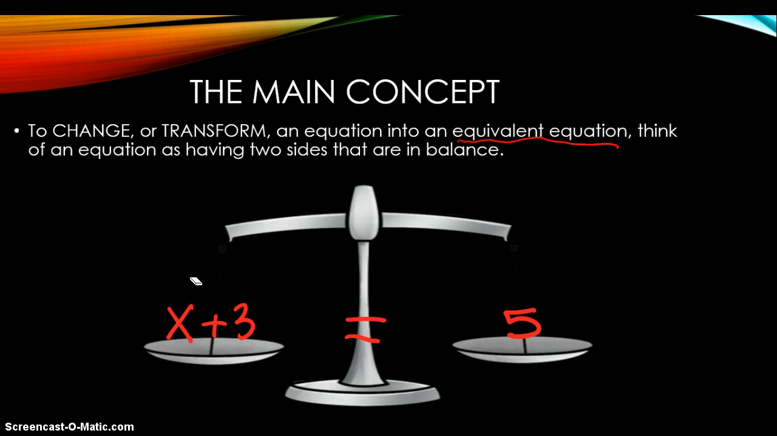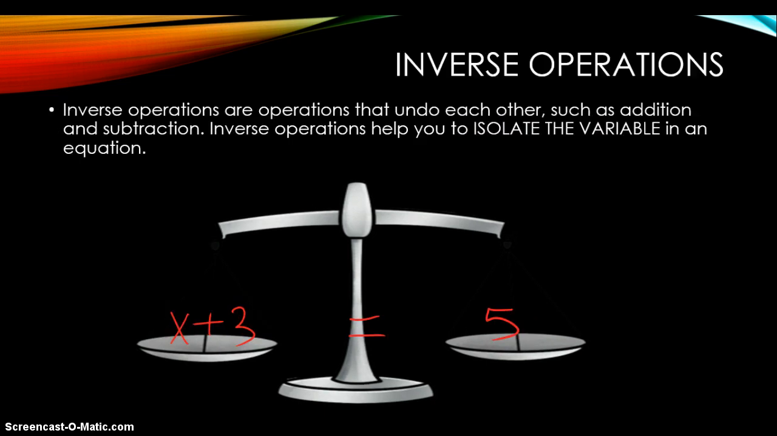But now what we have to do is show your work. So how do we find out what x equals? Well, what we're going to do is take the inverse operation. Inverse operations are operations that undo each other, such as addition and subtraction. Inverse operations help you to isolate the variable, and this is the most important thing in algebra. Our goal is to get x alone.